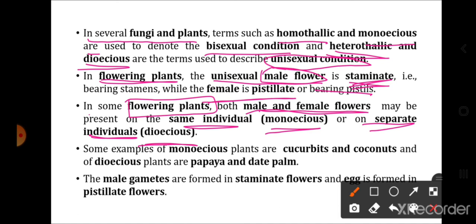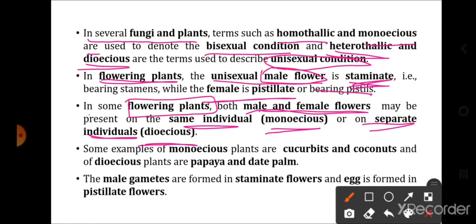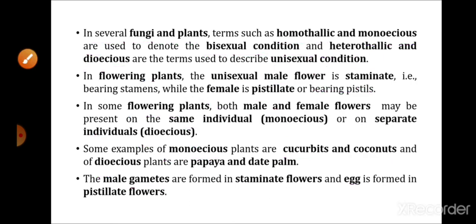So in flowering plants, the dioecious and monoecious conditions we are not calling bisexual condition. What we are saying is that flowers are unisexual only, that is male flower is different, female flower is different, but if these flowers are present on the same plant, then they are called monoecious. And if the male and female flowers are present on different plants, then that condition is called dioecious. Some examples of monoecious plants are cucurbits and coconut, and of dioecious plants it is papaya and date palm. The male gametes are formed in the staminate flower, whereas the egg is formed in the pistillate flower.